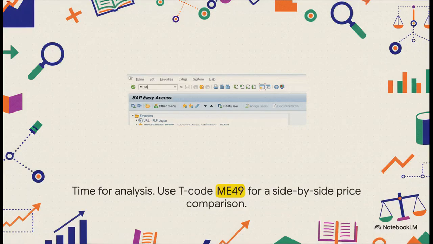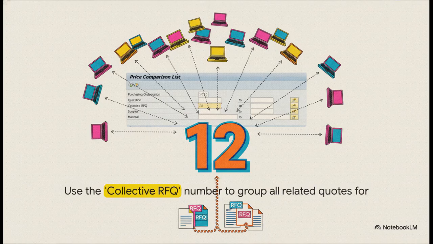And our final T-code for this whole process is ME49. This is the analysis hub. It's designed specifically to take all those individual quotations we entered and line them up side by side for a super easy-to-read comparison. So you might be asking, how does SAP know which quotes to compare with each other? Well, that's what this collective RFQ number is for. Think of it like a project name or a folder. We assign the number 12 to all the different RFQs we sent out for these laptops. So by putting 12 here, we're telling SAP, hey, show me all the bids for this project.